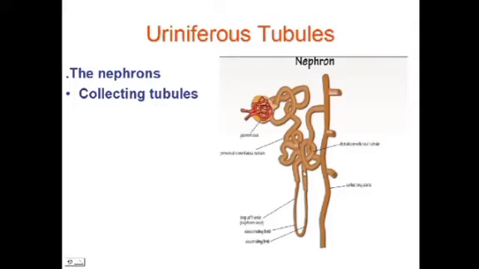Pars recta of the proximal tubule, the intermediate tubule and pars recta of the distal tubule form a loop-like structure, which is called the loop of Henle. This is the loop of Henle. And it extends into the medulla from the cortex.